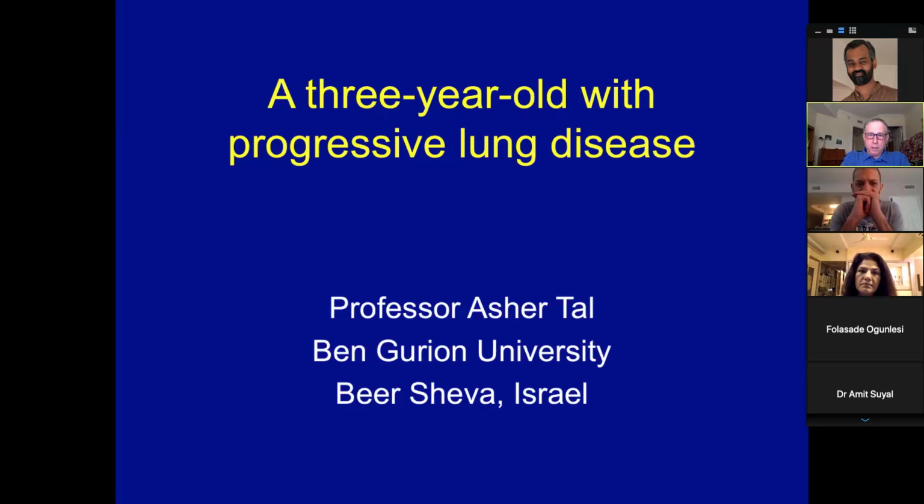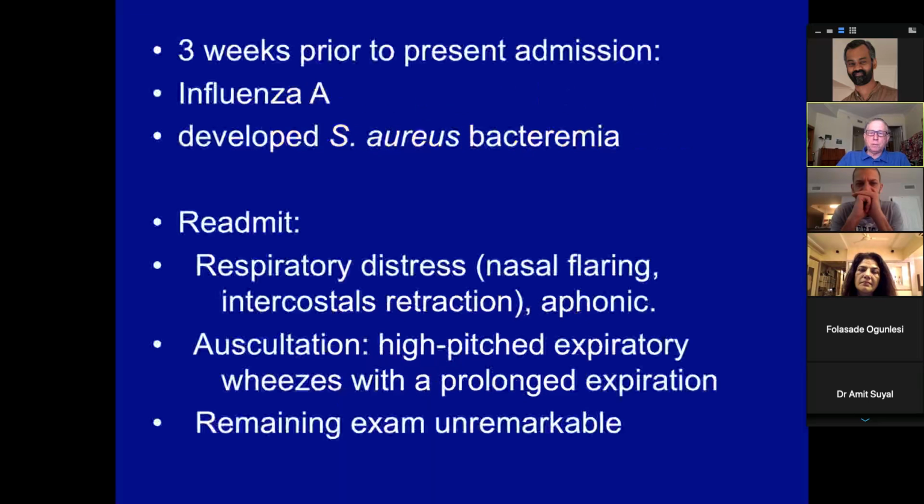This was provided by Dr. Ashatel, who I hope is on the call. This is a 3-year-old with progressive lung disease. She was seen 3 weeks prior to the important admission that I'll describe to you soon with influenza A, and developed a Staph aureus bacteremia. She was readmitted because of respiratory distress, nasal flaring, intercostal retraction, and aphonia.